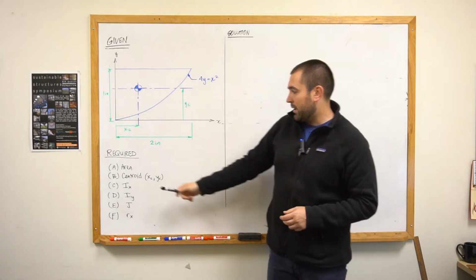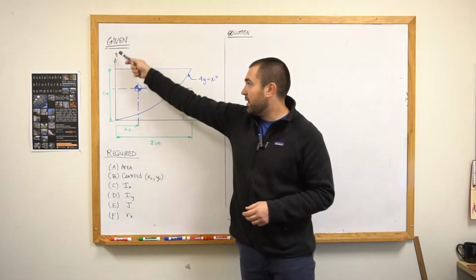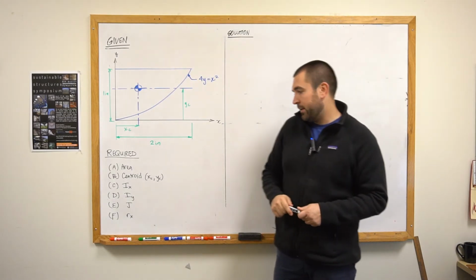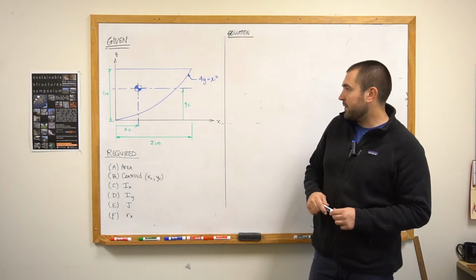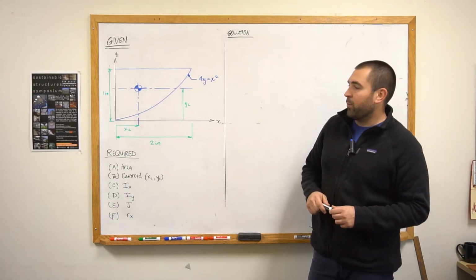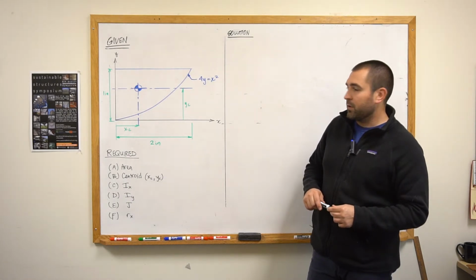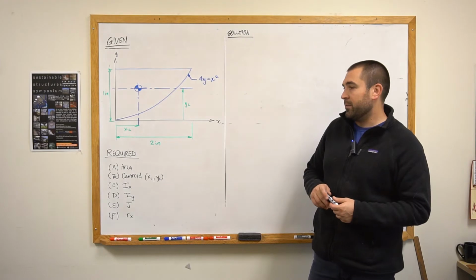For this shape, we're asked to find the area, the location of the centroid, the geometric centroid of the shape, the moment of inertia about the x-axis, the moment of inertia about the y-axis, the polar moment of inertia J, and the radius of gyration about the x-axis, r sub x. So this is a shape that we're going to want to use integration and the calculus-based formulas to solve for all these values, as a showcase of how to use that.